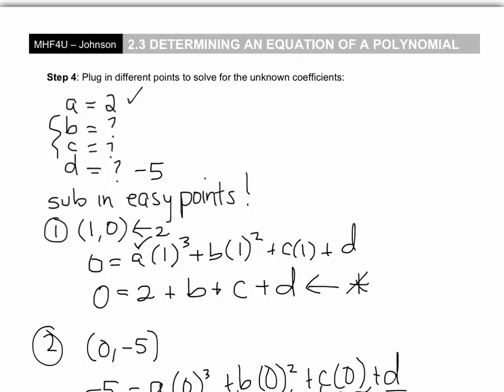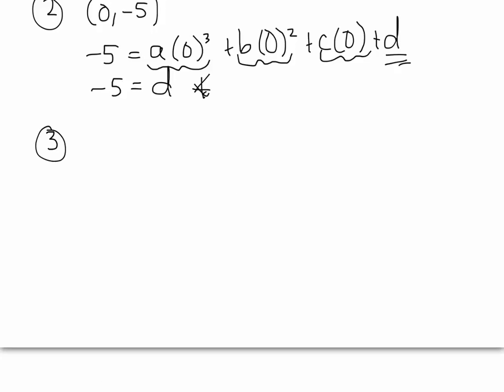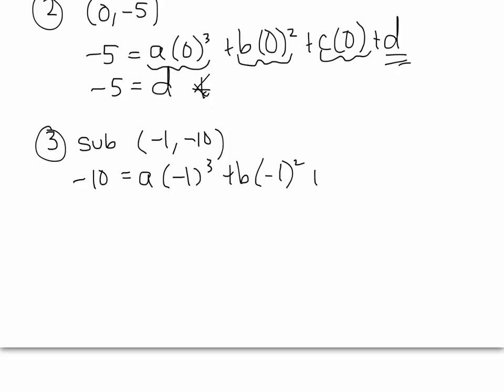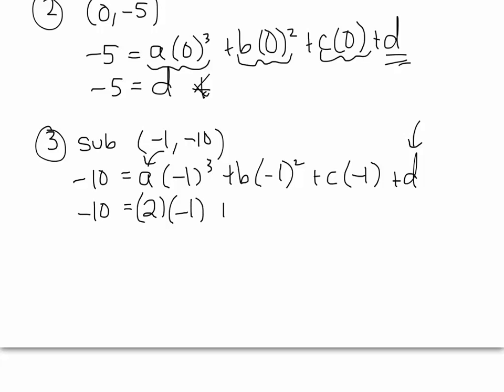We still need to find b and c. Trying another point then, let's sub in the point negative 1 and negative 10. Y is negative 10 is equal to a times negative 1 cubed plus b times negative 1 squared plus c times negative 1 plus d. We know what a and d are, so we could sub in those values. We're going to have 2 times negative 1 cubed is just negative 1, plus b times negative 1 squared is just going to be b, c times negative 1 is minus c, and then d is negative 5.